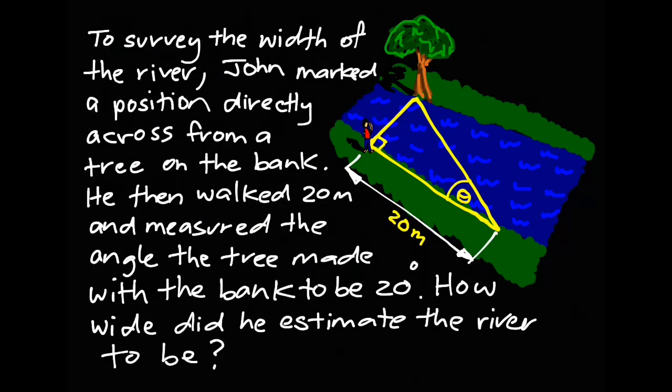Looking at the last problem, to survey the width of the river, John marked a position directly across from a tree on the bank. He then walked 20 metres and measured the angle the tree made with the bank to be 20 degrees. How wide did he estimate the river to be?